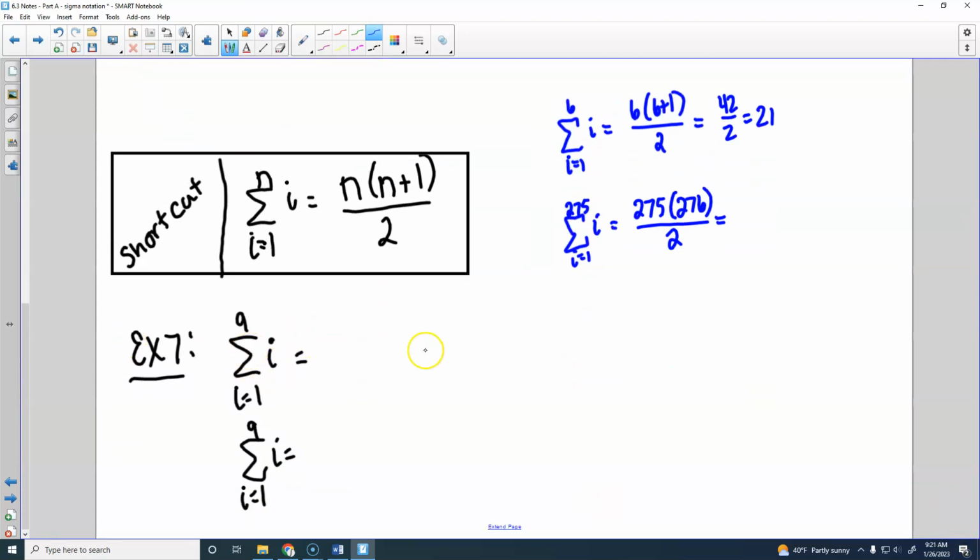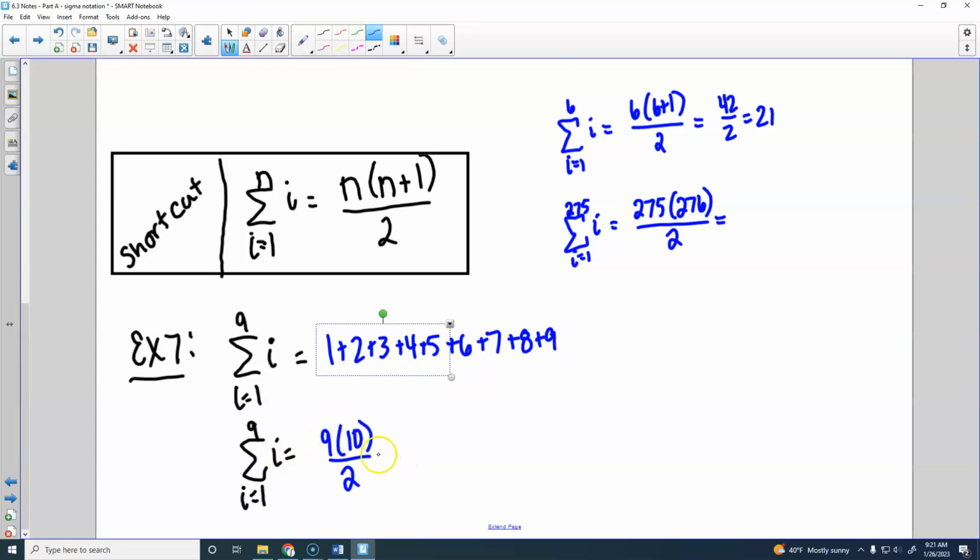So again, like the difference here in the way that you do these problems, you can do this doing 1 plus 2 plus 3 plus 4 plus 5 plus 6 plus 7 plus 8 plus 9. Sometimes it's easier just to do it that way. Or you could do 9 times 10 divided by 2, which would give you 90 divided by 2, which is 45. Right, so you can use that shortcut rule for that. This one would also be 45, obviously.